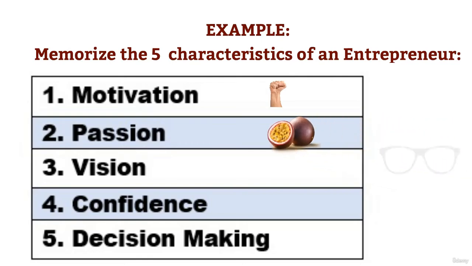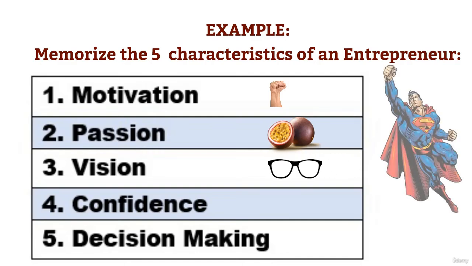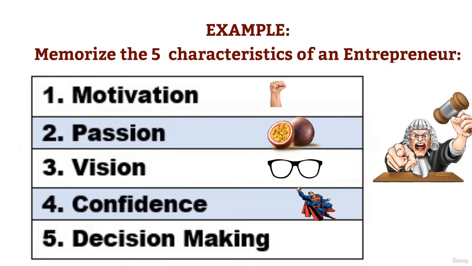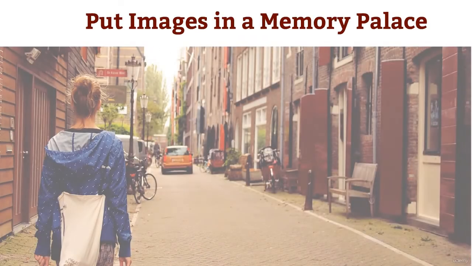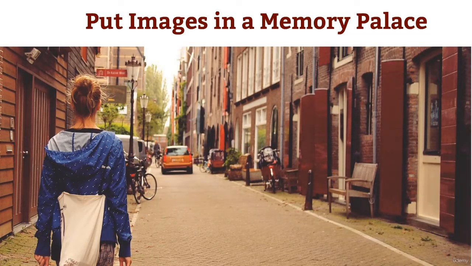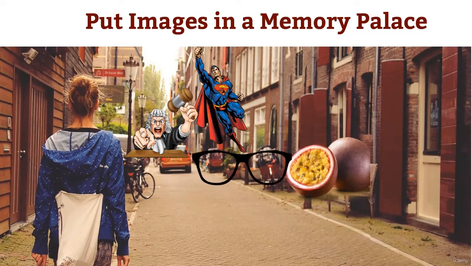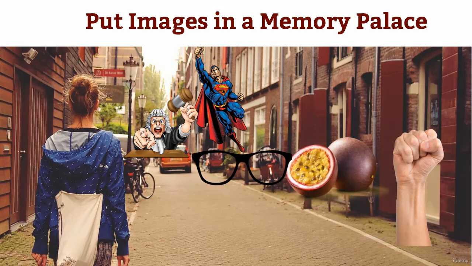For the word vision, my first thought is about the sight, and I will associate it with a pair of glasses. For confidence, I will use the image of a superhero, for example, Superman. And for decision-making, I will associate the image of a judge. Now, I have 5 images: fist, passion fruit, glasses, Superman, and judge, which I will put in a memory palace, a well-known journey. By linking these images with the places, we get significant memory triggers when we have to remember the characteristics of a good entrepreneur.